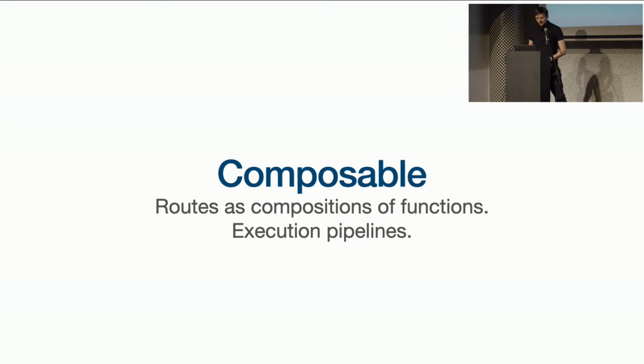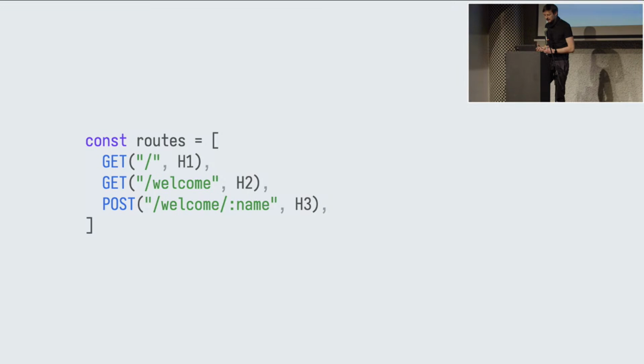So I would like to just take functions and compose those functions in the mathematical way and maybe create some execution pipelines. So here's an example. Again, I have a list of routes, and I define a path for a route, and then I have some handlers like H1, H2, H3. So I can define this list.